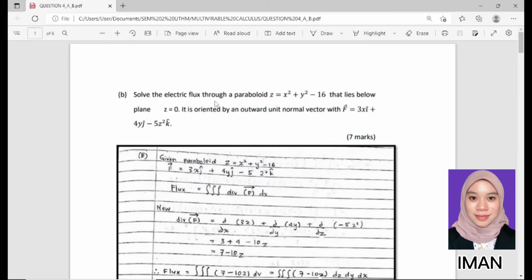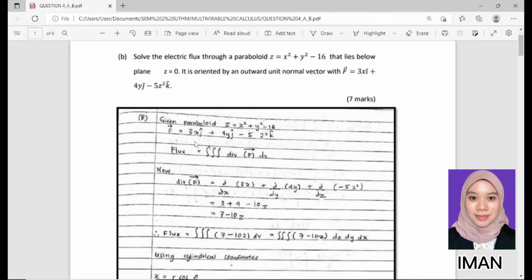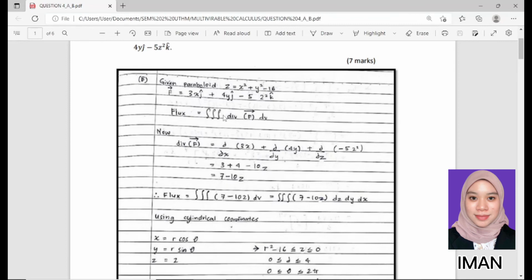Solve the electric flux through a paraboloid z equals x squared plus y squared minus 16 that lies below z equals 0. It is oriented by an outward unit normal vector with F equal to 3xy i vector plus 4y j vector minus z squared k vector. So we use the triple integral divergence flux.